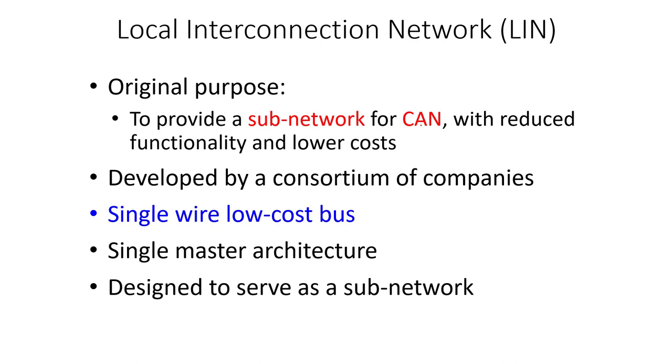So now coming to a LIN bus. LIN is a technology to provide a subnetwork to CAN. It has reduced functionality and consequently lower costs. So unlike CAN bus, which has two wires, it has a single wire. And also in the CAN bus, you don't have a notion of a master and a slave. Everybody can receive messages. Everybody can initiate the process of sending messages and send messages also.